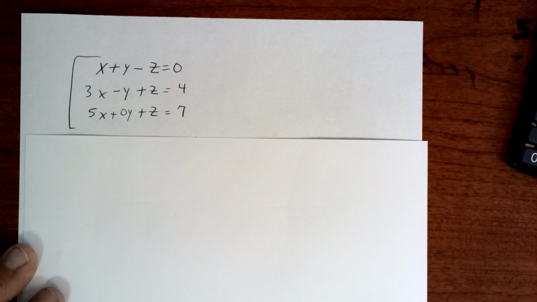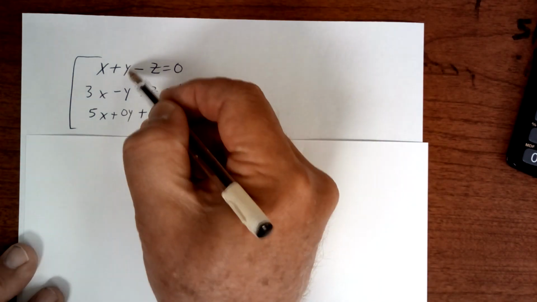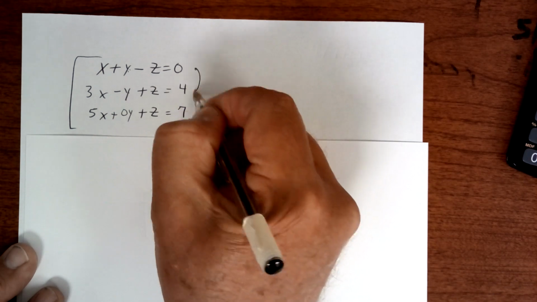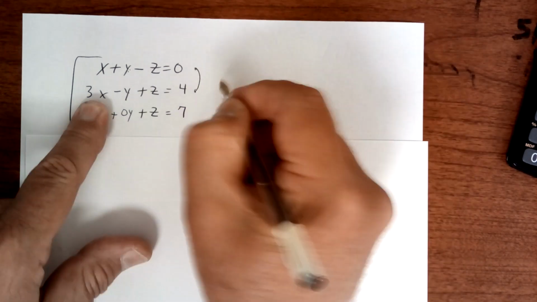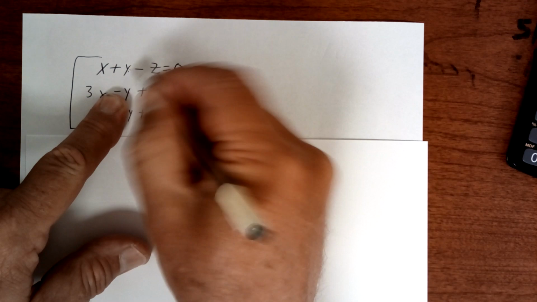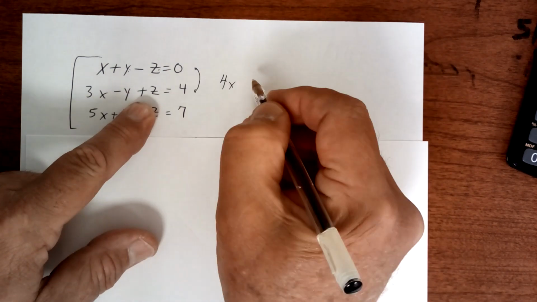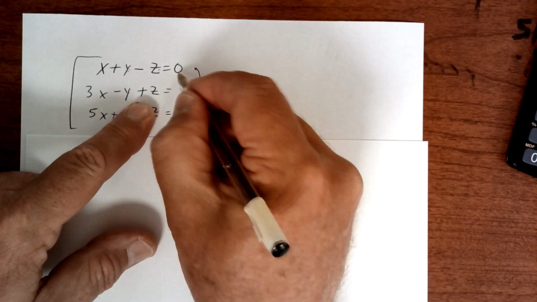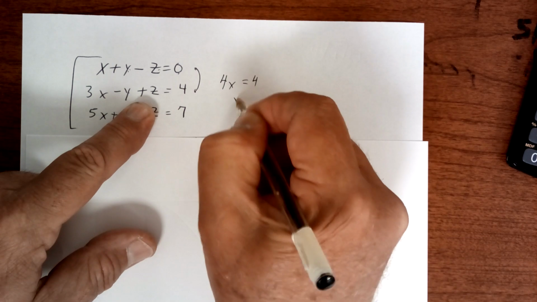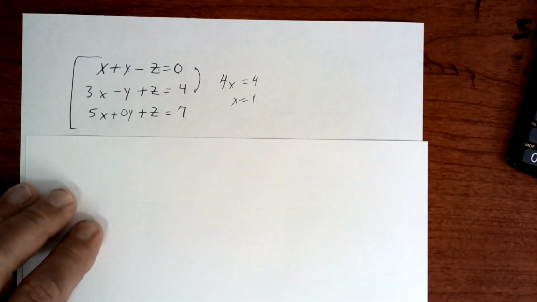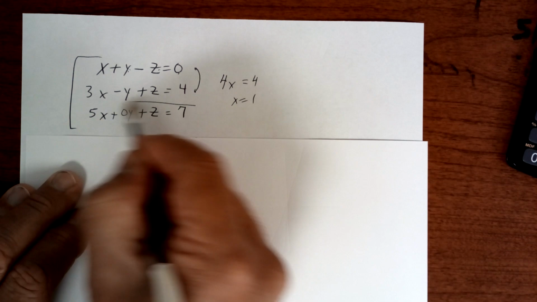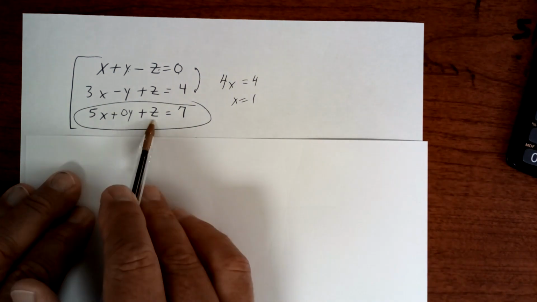So let's talk about this a minute. This one right here, if you make the y's cancel, if you use these two right here, that's going to give you 4x. The z's cancel. So you get 4x equals 4 plus 0 is 4. You get x equals 1. And if you look at this equation, you have x and z, so we're going to use that one.